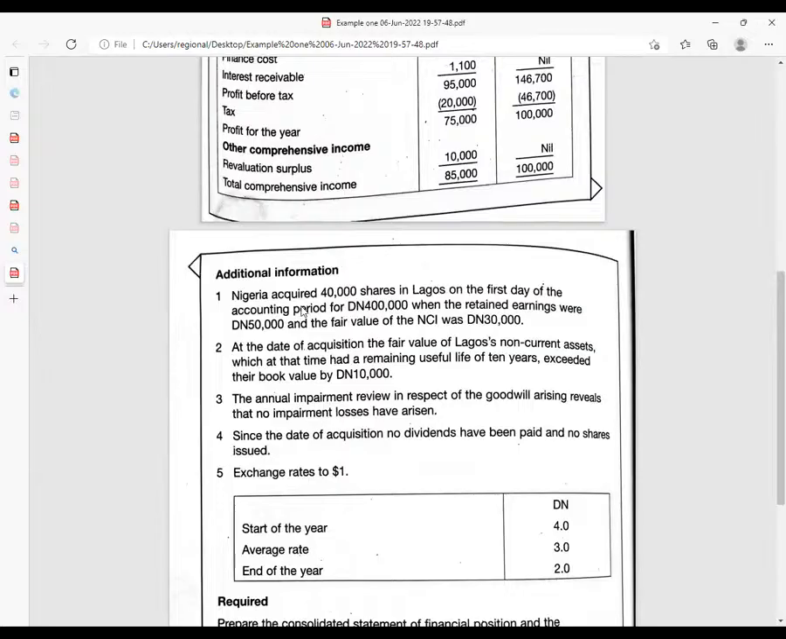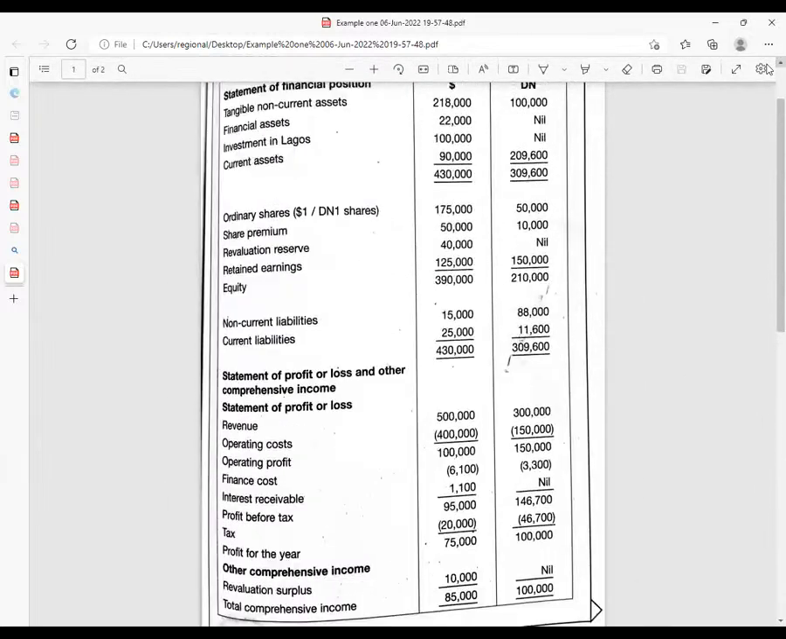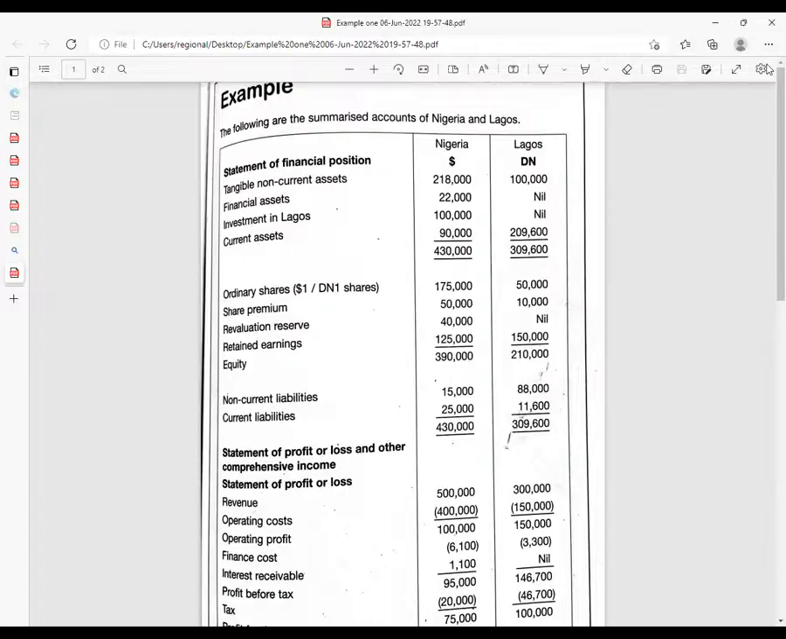Beginning of the year, right? There is nothing really here to count in terms of days. So we acquired these shares on the first day of the accounting period, and the accounting period starts, say, for example, here. If you look at the date of the financial statements, they haven't even given us the date. It's quite a simple example.